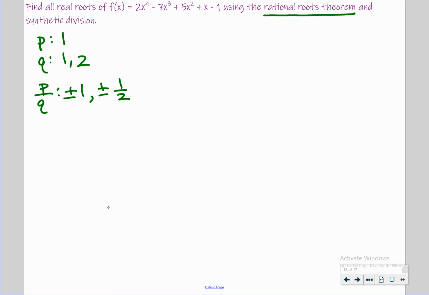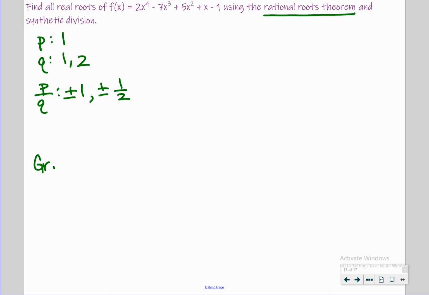The problem says to use the rational roots theorem. So could you go straight to your calculator? Potentially, yes. But if you do not show this work, I will take points off on your test. So make sure you write the P's and Q's down because you're getting points for that, and it's easy, right? Easy points. Okay, next is where we graph in our calculator now.